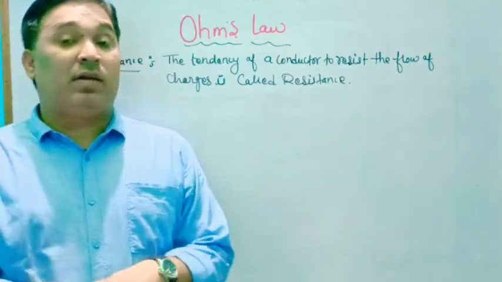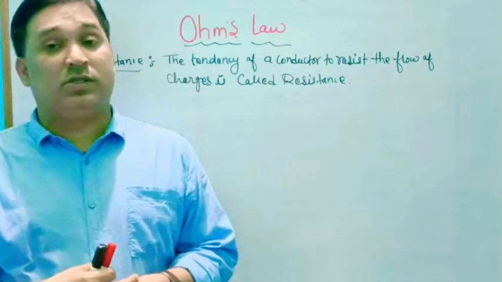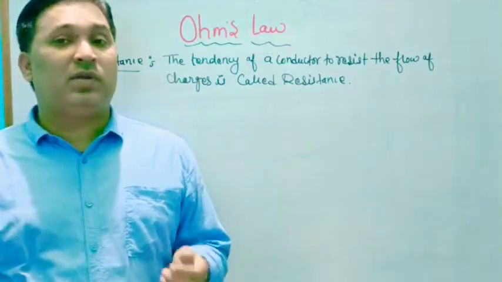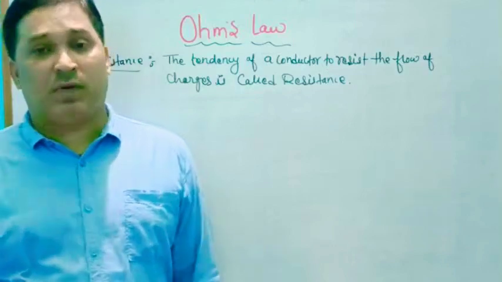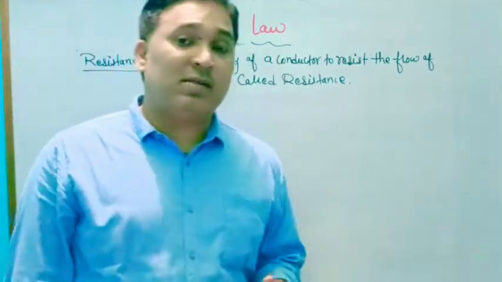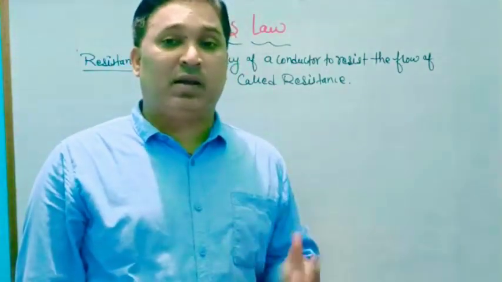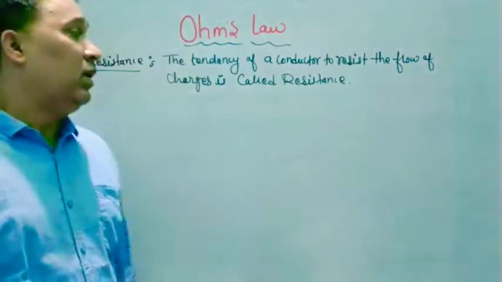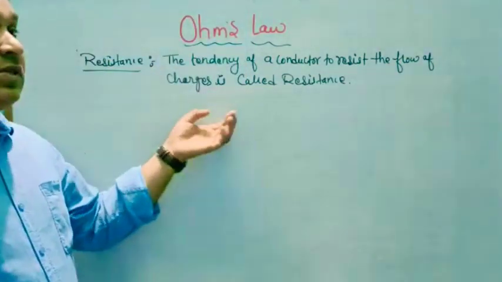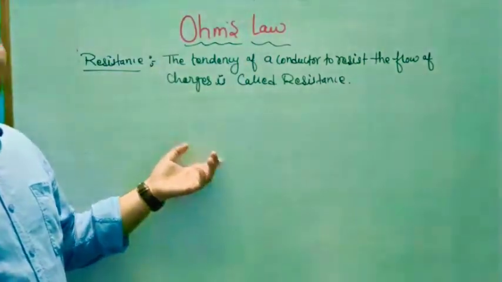Some conductor has high resistance whereas other has low resistance. The conductor having the low resistance is a good conductor of electricity, whereas the conductors having the high resistance is a bad conductor of electricity. So it is just a tendency which opposes the flow of charge through the conductor.